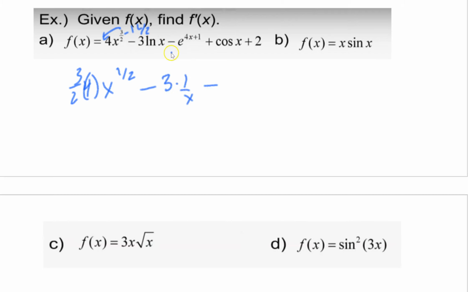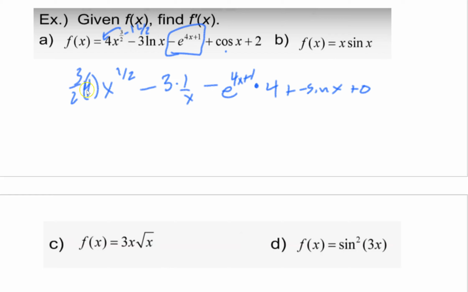Minus e to the 4x plus 1. This is a chain rule. Take the derivative of the outside, e is just e. Basically, e just means copy it. Leave the inside alone. Times by the derivative of the inside, which is 4. Derivative of cosine is negative sine. And the derivative of 2 is 0. That's going to suck later.